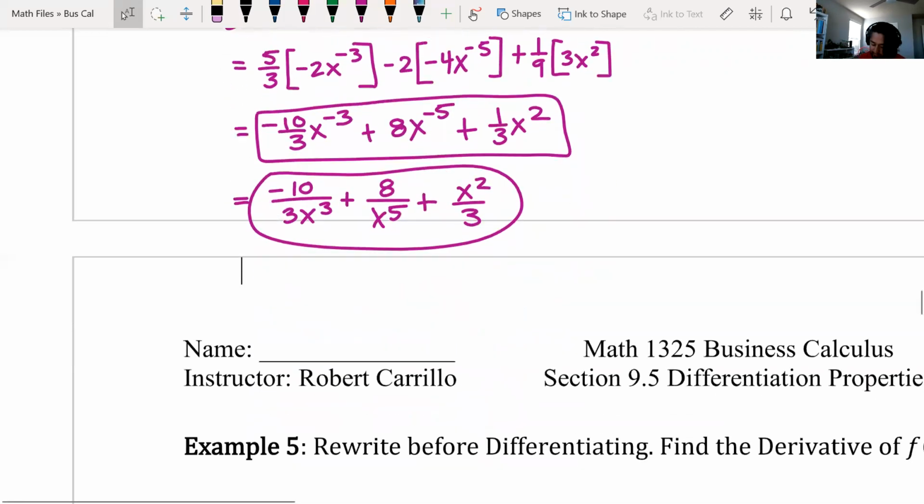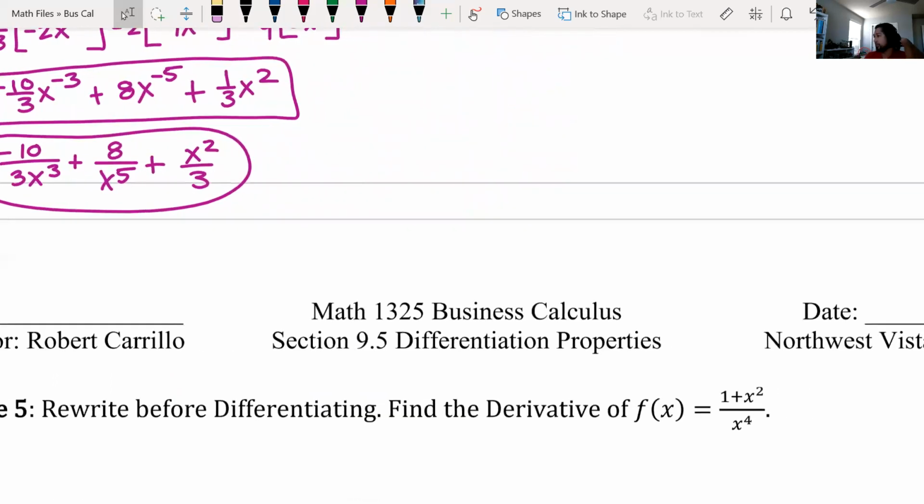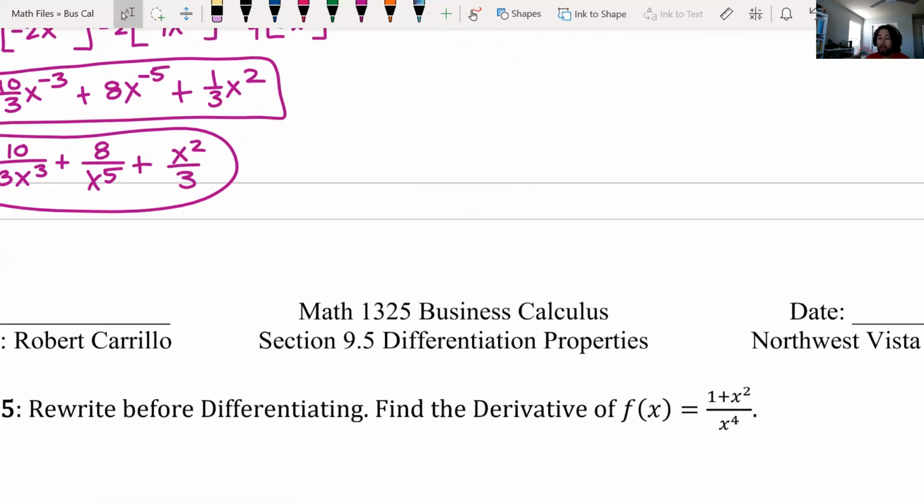That is true. Okay. So these next examples, we just want to take the derivative of the given function, but of course, we're going to have to do a lot of rewriting. Here we're given f of x equals 1 plus x squared over the x to the 4th. We don't know how to take the derivative in this form, so we're going to rewrite it algebraically so we can take the derivative.